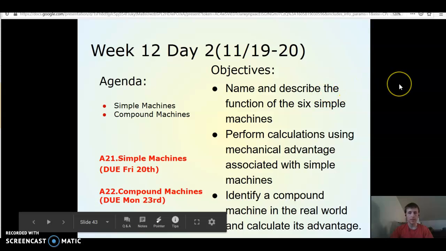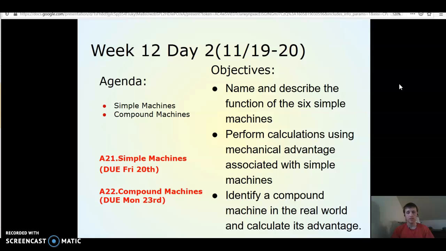My objectives are that you can name and describe the function of the 6 simple machines, perform calculations using mechanical advantage associated with them, and identify compound machines in the real world and calculate their advantage. Shouldn't be too hard.